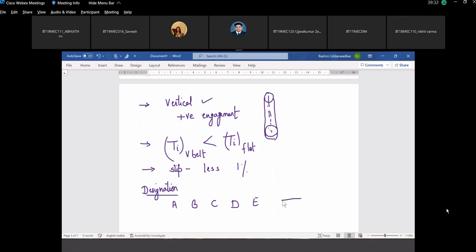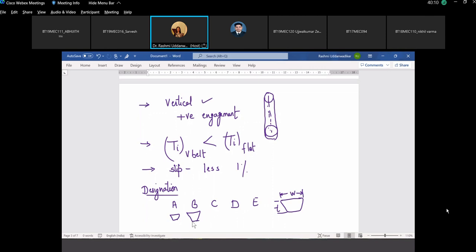So if this is how a V belt looks like, where this is the thickness and this is the width on the top surface. So refer to the design data book. You can see from A to E, the width is increasing and the thickness is increasing. So if the belt type A looks like this, belt type B would look like this. Belt type C would again have a larger width, larger thickness.